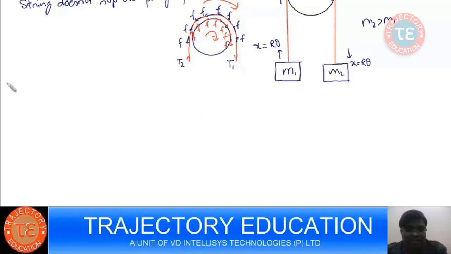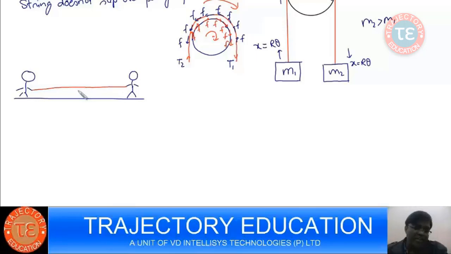Like, suppose I give you a simple example over here. Suppose you have a person over here and a person over here, and they are holding a string and playing tug of war. They are pulling the string towards themselves. So you have the tension in the string, and that tension is going to be the same throughout. Suppose these are A and B, the tension in the whole string from A to B is going to be the same.